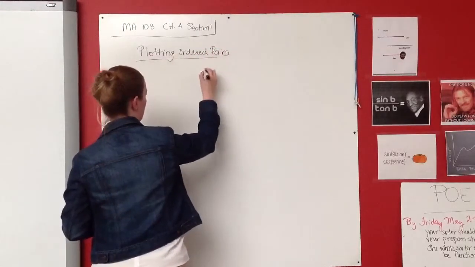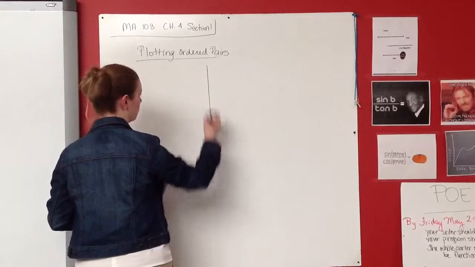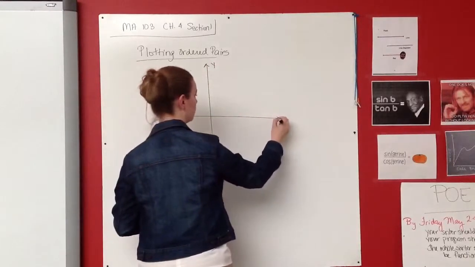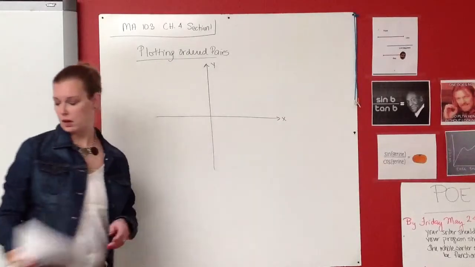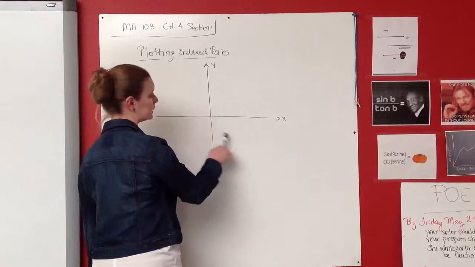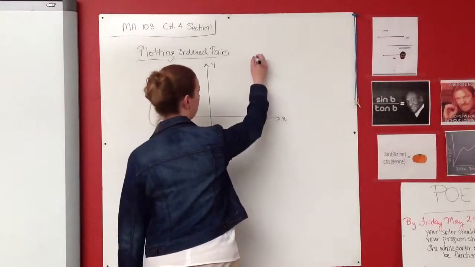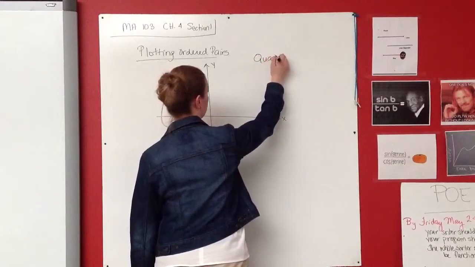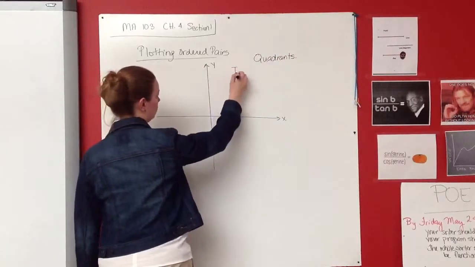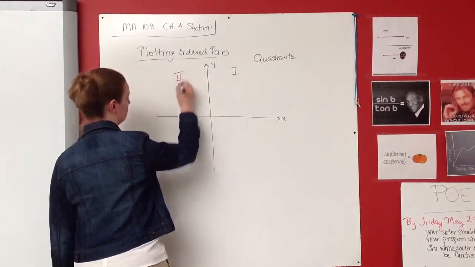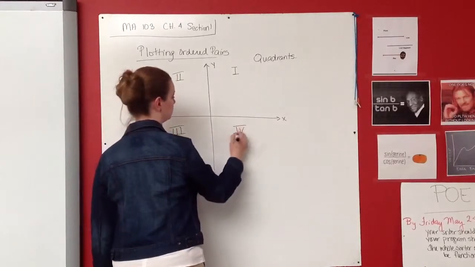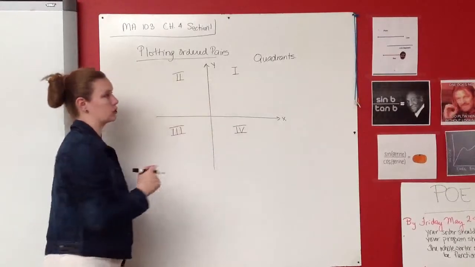So first of all, when we talk about the coordinate plane, we're talking about the x and y axis. I'm sure at some point you guys have all seen this before. And the axes create four distinct areas, and they're called quadrants. So this is quadrant 1, this is quadrant 2, quadrant 3, and quadrant 4. Okay, they go in a counterclockwise direction.